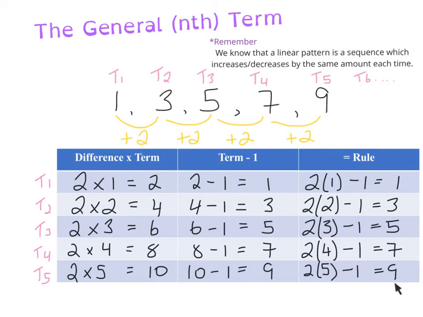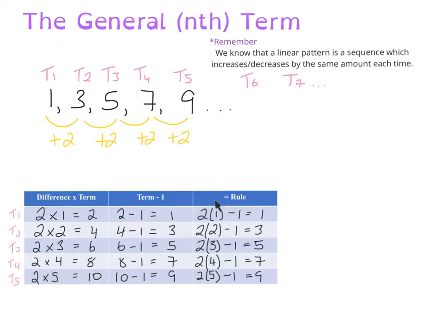So let's apply that now to the 74th term. Now let's apply our rule and see, can we verify that the next 2 terms are 11 and 13. So by adding on 2, I have 11 for term 6 and 13 for term 7. Now, that's easy because it's the next 2 terms, but we want to find the 74th term. We now have our rule.